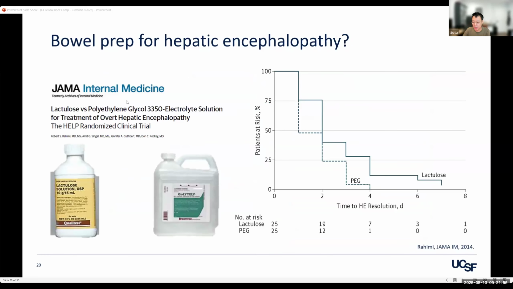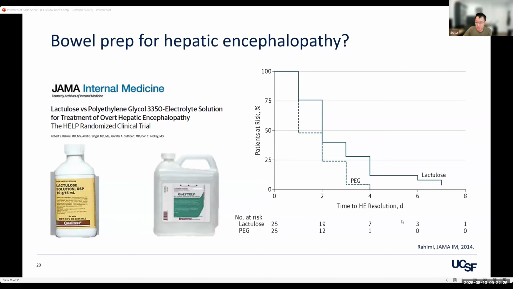So this is a really nice study from 2014, which looked at bowel prep for hepatic encephalopathy. They analyzed lactulose versus GoLYTELY for the treatment of HE. What they found was actually really fascinating: GoLYTELY had a faster time to resolution of HE versus lactulose, and it was actually better tolerated.